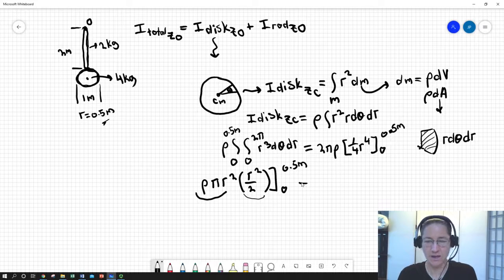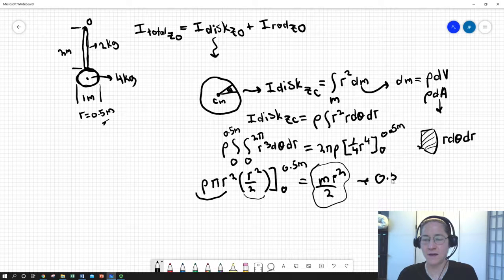So in this case, we're going to end up with mass times r squared over 2. So this is something you should be able to find in a handbook. If you looked up an IZC of a disk or a circle, you should probably see something like that, m r squared over 2. And so if we plug in r as 0.5 meters, we're going to get 0.5 kilogram meters squared.